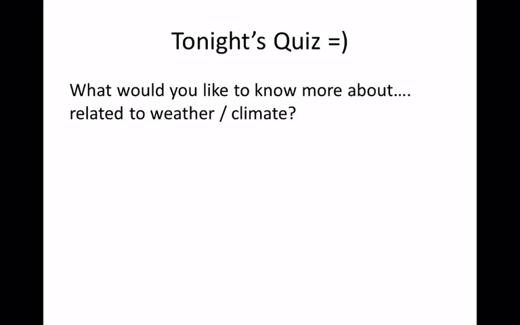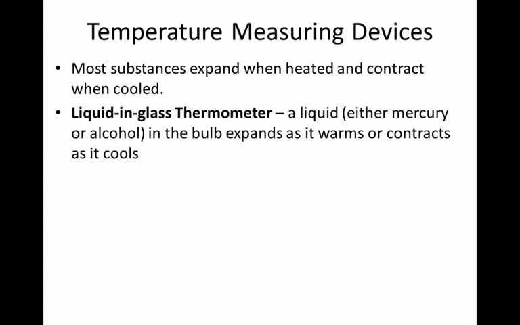So, what else do we need to know about Chapter 3? Well, temperature measuring devices. Thermometers, right? So I brought your typical thermometer. Old-timers, we used to use mercury in the bulb, but now it's alcohol. Thank goodness, right?